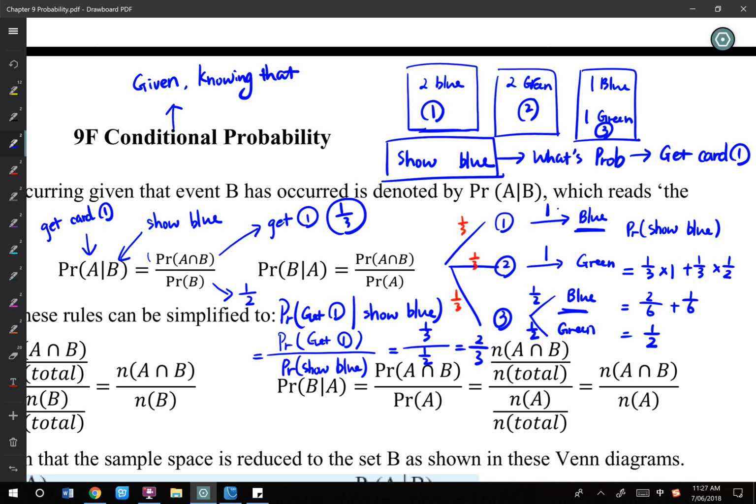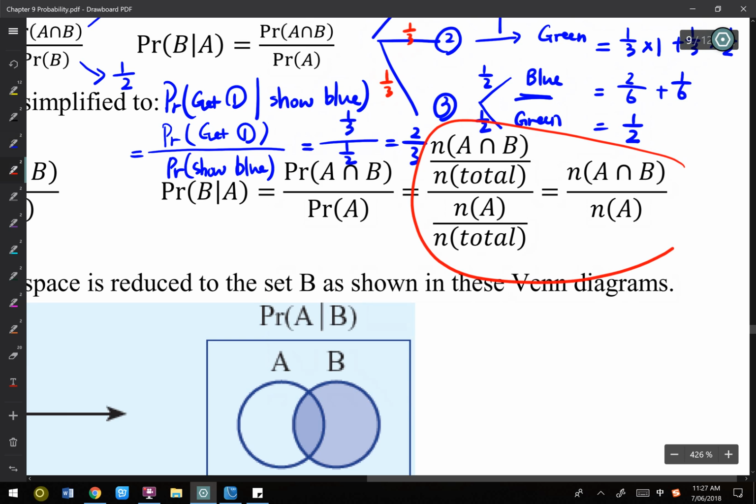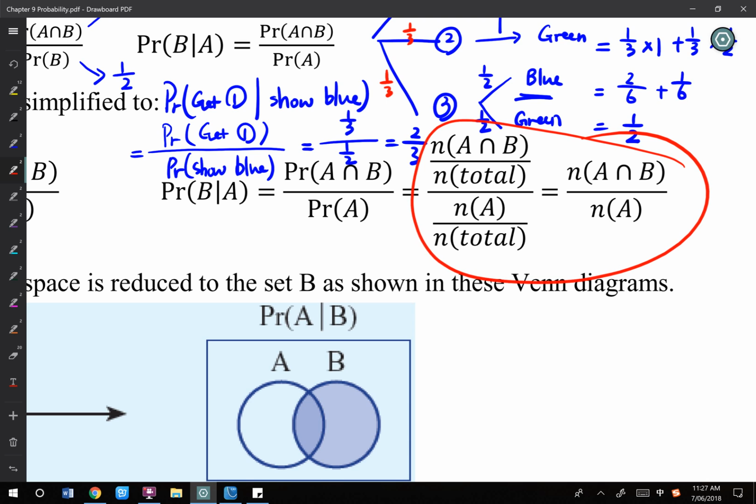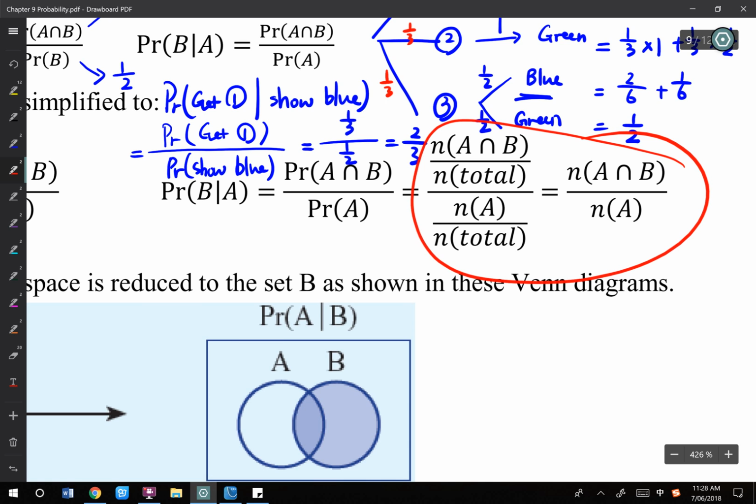So probability of A given B is probability of A intersect B over the probability of B. This formula will always be true. But this other part, I don't really want you to think about it. That's when we have equally likely events and countable numbers, like 1, 2, 3, 4. Then we can think of it as the number of A intersect B over the number of A, instead of the probability of A intersect B over the probability of A.